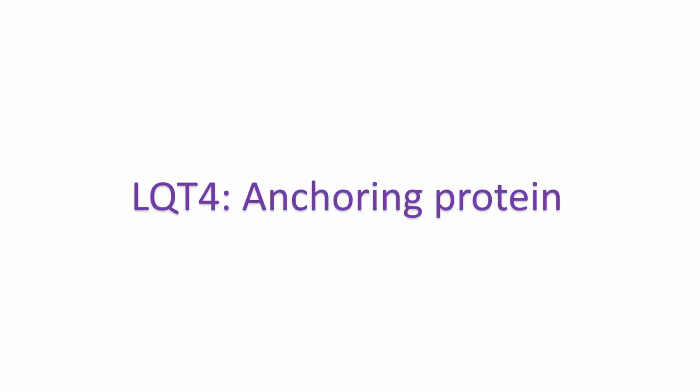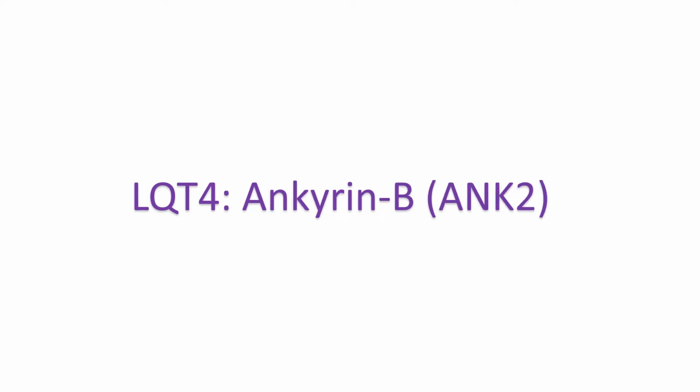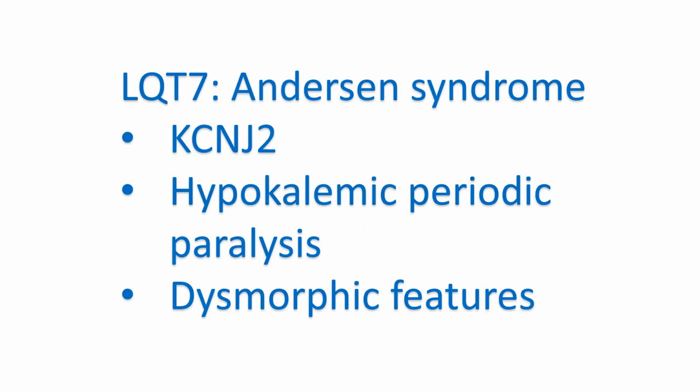LQT4 is unique in that it is not due to a defect in a cardiac ion channel, but due to a defect in the anchoring proteins which anchor the ion channels to the plasma membrane or the sarcoplasmic reticulum. It is due to mutation in the ankyrin B gene, ANK2, and LQT4 is characterized by severe sinus bradycardia and paroxysmal atrial fibrillation in addition to a long QT interval. LQT7 or Andersen syndrome is also due to a defect in the potassium channel but has additional features of hypokalemic periodic paralysis and dysmorphic features. KCNJ2 encoding for the inwardly rectifier potassium channel conducting IK1 current is the culprit in Andersen syndrome.